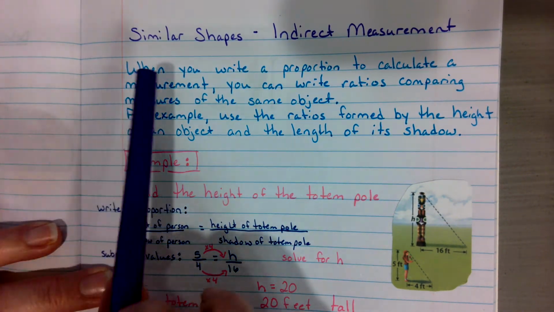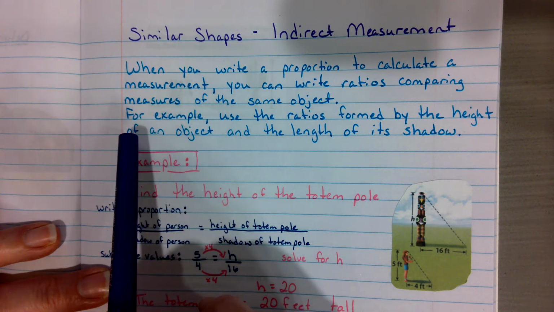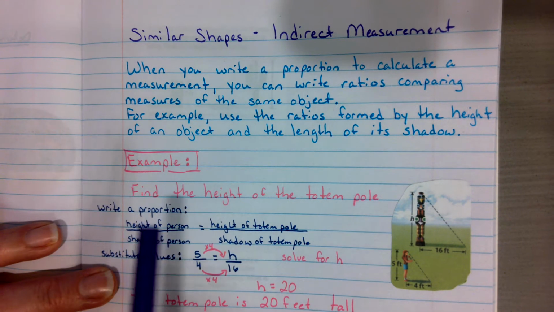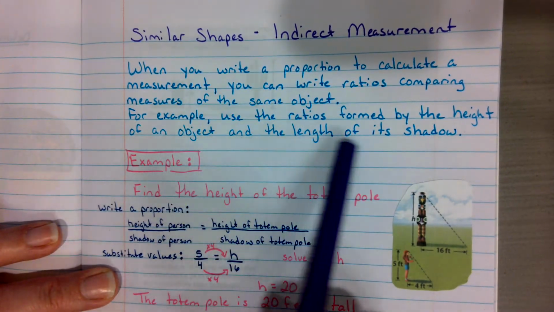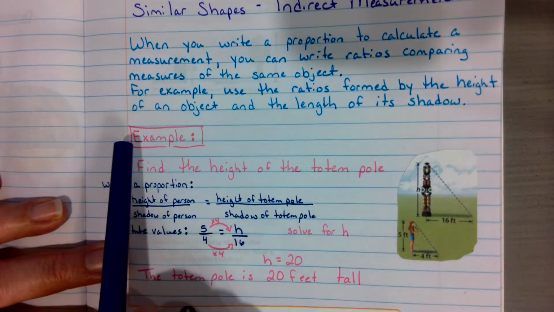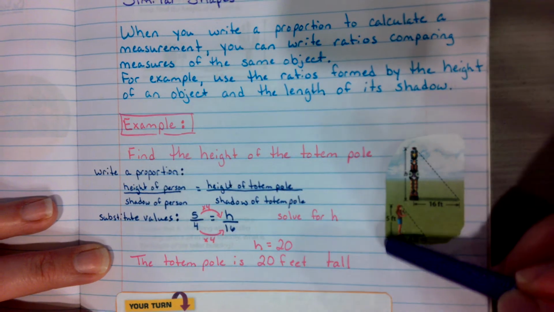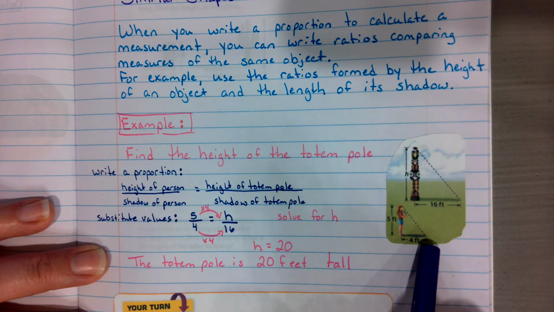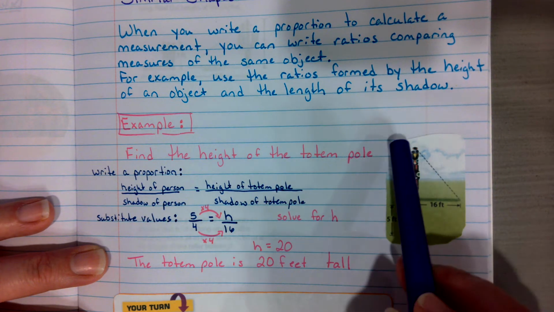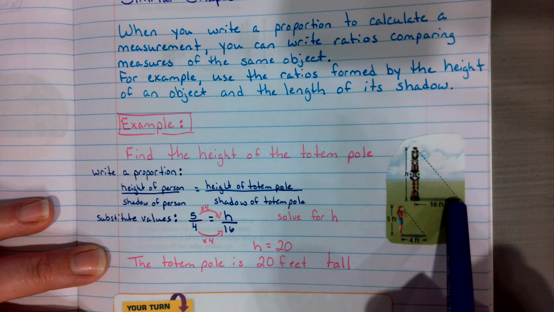So first it says here, when you write a proportion to calculate measurement, you can write ratios comparing measures of the same object. For example, use the ratios formed by the height of an object and the length of its shadows. So in this example here, it says find the height of the totem pole. So I know the height of this person is 5 feet, and the shadow cast is 4 feet. I'm unsure of the totem pole height, but I know that the shadow cast is 16 feet.